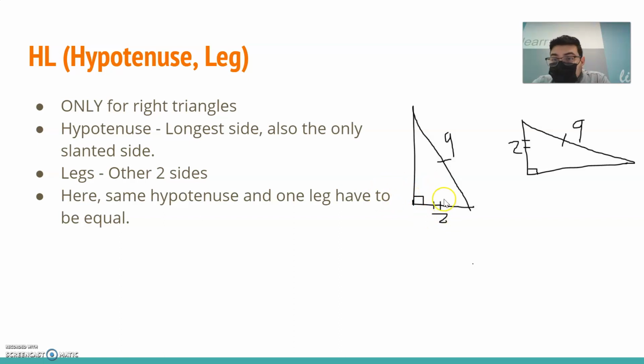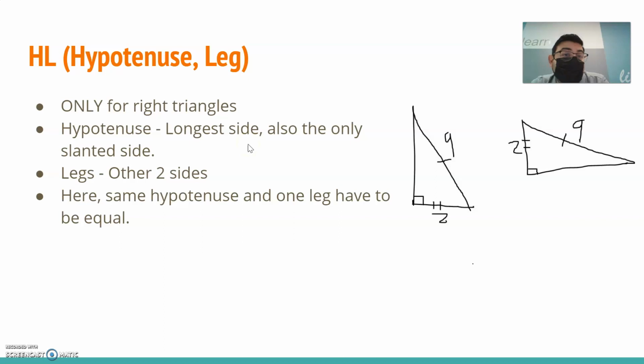The hypotenuse is the longest side of the triangle. So right here where 9 is, that's the hypotenuse. And then for the legs, it only has to be one leg. It doesn't matter because it can be flipped. So this is a leg and this is a leg as well, but clearly these are equal. So you only need to have one leg equal, along with the hypotenuse. And that's how you'll know it's congruent.